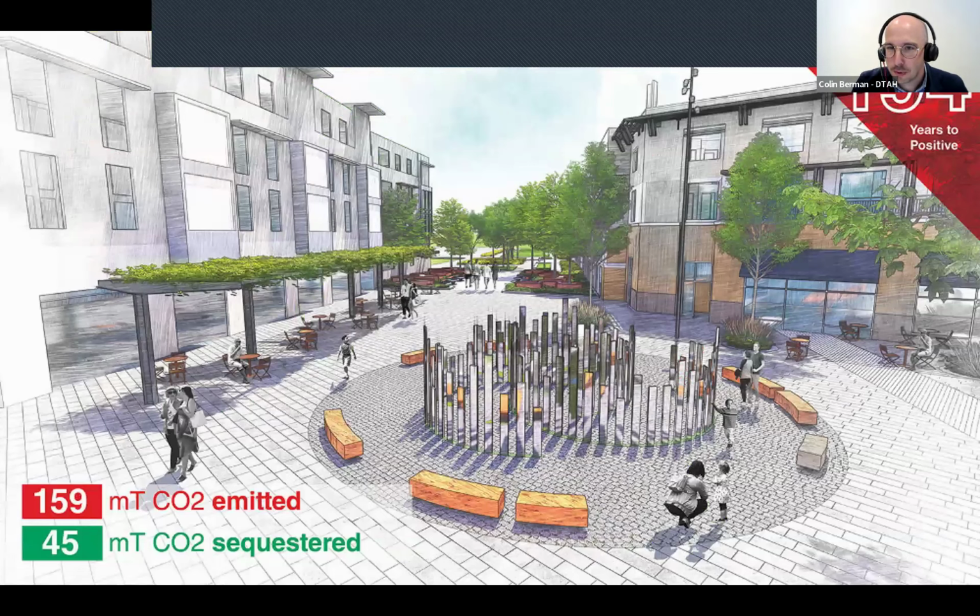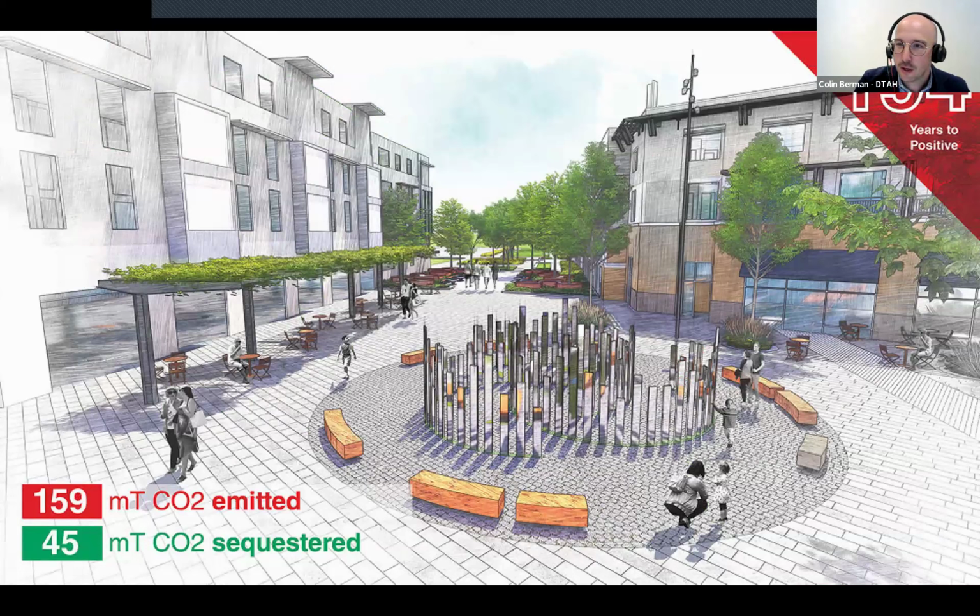Let's look at this typical urban plaza, designed without considering its carbon impact. According to the Pathfinder tool, it would take a staggering 194 years for the plants in this space to sequester the same amount of carbon that was used to build the plaza. This is a clear example of how conventional design practices can contribute to long-term environmental challenges.